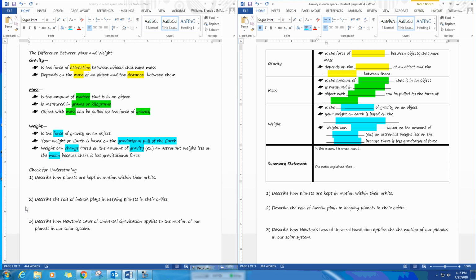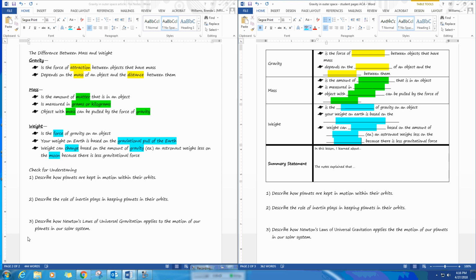Okay, question number 2. Describe the role inertia plays in keeping planets in their orbits. Again, go back and look in your notes. Make sure you understand how that is. If you're stuck, ask your teacher to help you. But you can pause the recording while you answer that. And then when you come back, I'll read you the last question.